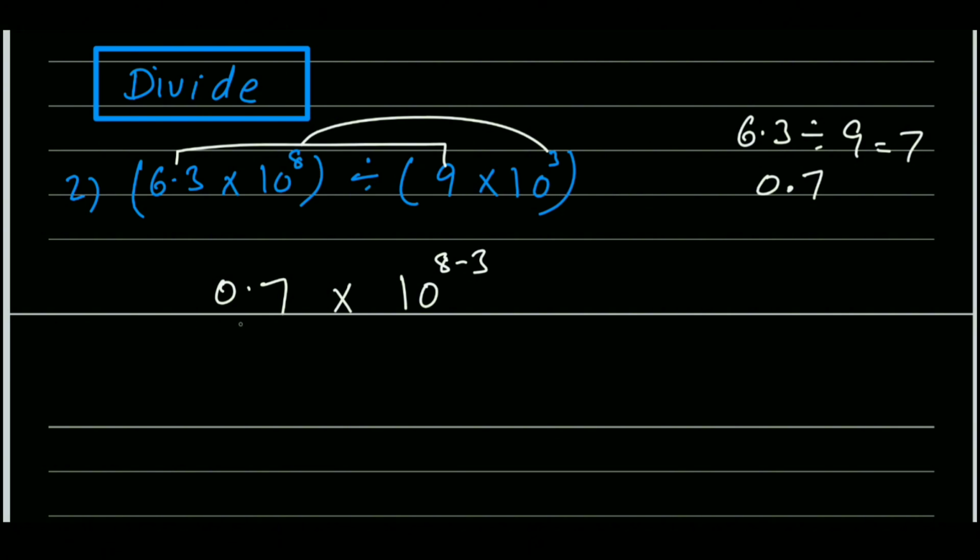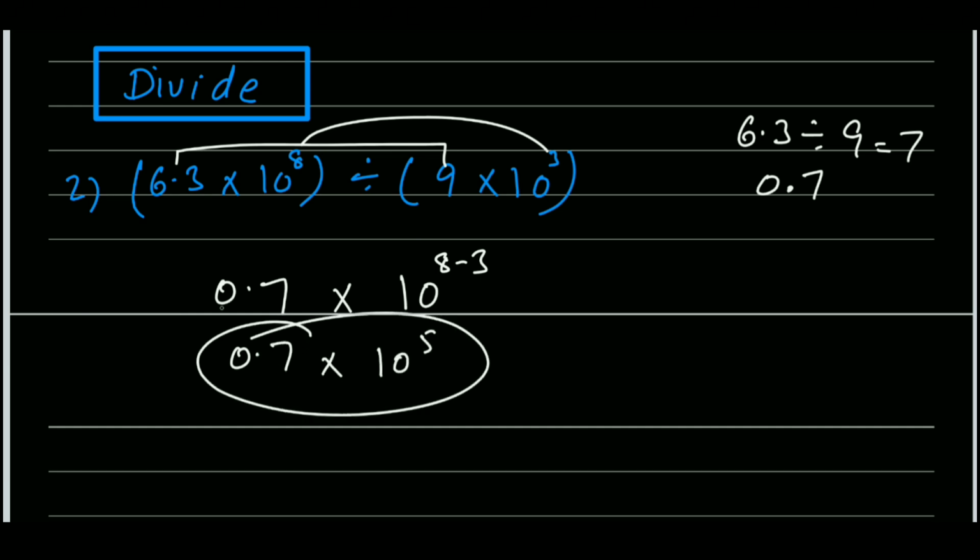Okay, so 0.7 multiply 10 raised to power 5. Here you have to check, is this a standard form? This is not a standard form, as this value is not within that range. We have to put our decimal after 7. If your decimal will be after 7 like that, it will move to right side one number.